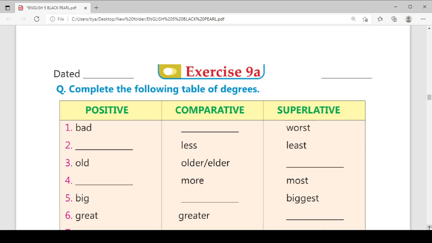Now in this exercise we need to complete the following table of the degrees: positive, comparative, superlative. Little, less, least; old, older, oldest; much, more, most; big, bigger, biggest; great, greater, greatest. So we have so many kinds of degrees. Just try to understand.